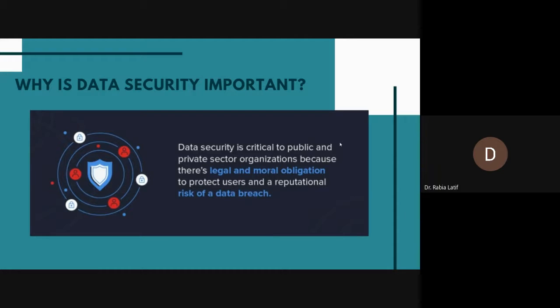Data security is critical to both public and private sectors for a variety of reasons. First, there is a legal and moral obligation that companies have to protect their users' and customers' data from falling into the wrong hands. For example, financial firms may be subject to payment card industry standards that force companies to take all reasonable measures to protect their users' data. Then again, there is a reputational risk of data breach. If you don't take security seriously, definitely your reputation can be permanently damaged in the market.